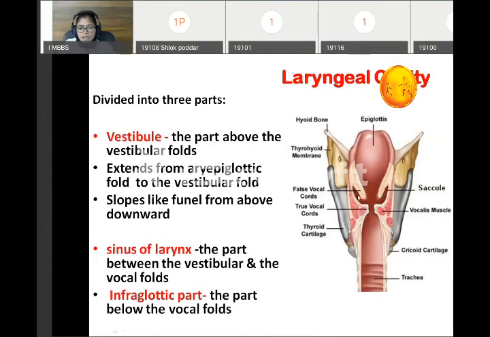Now, next part is the sinus of the larynx. It is present between the two folds. This is the vestibular fold and this is the vocal fold. So, between the vestibular fold and the vocal fold, this space present, you can see, is the sinus of the larynx.